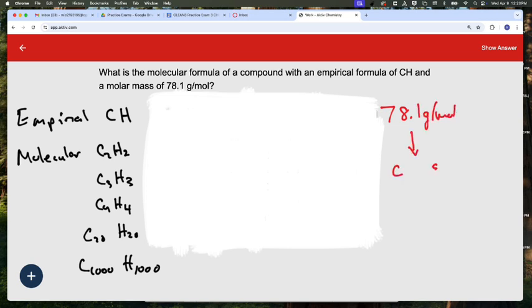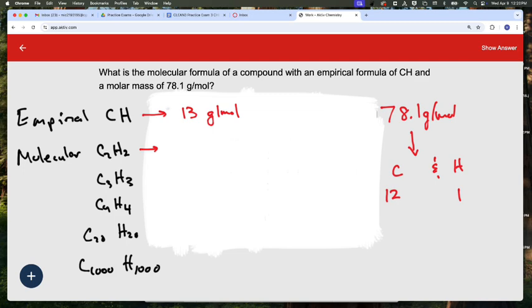Only carbon and hydrogen. How much does carbon weigh? 12. How much does hydrogen weigh? 1, more or less. So if I looked at the empirical formula, its molar mass would be the sum of 1 carbon and 1 hydrogen. So that would be 13 grams per mole. Is 13 grams per mole 78.1 grams? No. How about the next one?